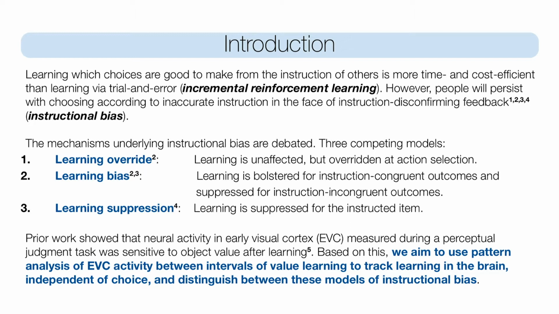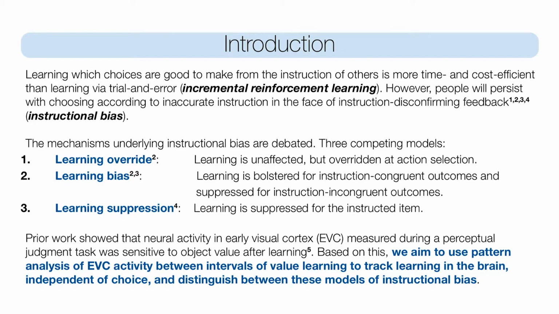The mechanisms underlying instructional bias are debated, with three competing models arising in the literature. In the learning override model, learning is unaffected by instruction but is overridden at choice. In the learning bias model, learning is bolstered for instruction-congruent outcomes and suppressed for instruction-incongruent outcomes, so learning is biased towards the instruction. And lastly, in the learning suppression model, learning is generally suppressed for the instructed item.